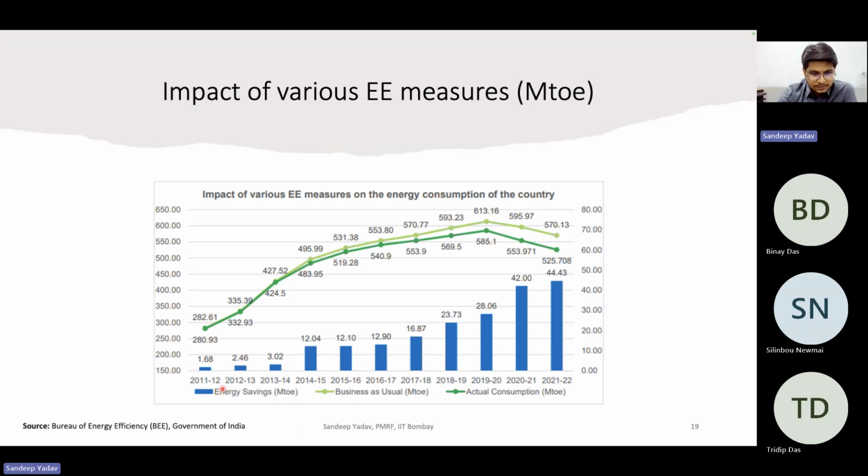So you can see the energy efficiency in the blue column from the year 2011 to 2022. It's increasing, against the actual consumption of the business as usual. So you can see the actual consumption is lower; if we are not implementing the energy efficiency measures, then the graph would be higher. If we are implementing the energy efficiency measures, then our actual energy consumption will be lower than that of the non-energy efficiency measures.